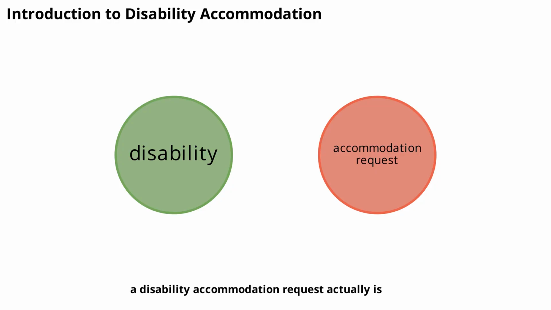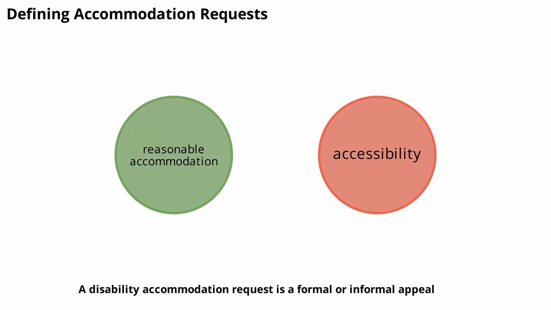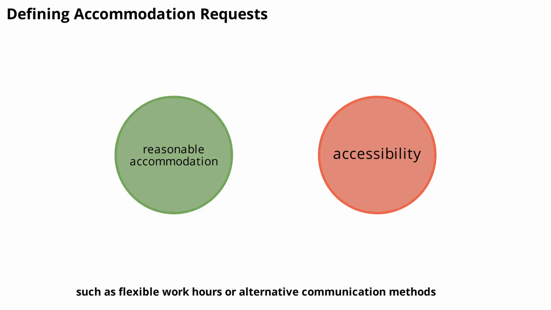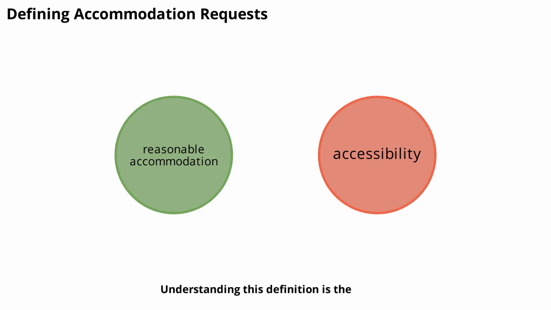Let's start by defining what a disability accommodation request actually is. A disability accommodation request is a formal or informal appeal made by a person with a disability to a state office, asking for changes or adjustments that enable them to access services, programs, or employment opportunities. These requests are protected by laws like the Americans with Disabilities Act, ADA, and Section 504 of the Rehabilitation Act. The goal is to remove barriers and ensure equal participation. Accommodations can range from physical changes, like ramps or accessible restrooms, to policy modifications, such as flexible work hours or alternative communication methods. Understanding this definition is the first step in navigating the process.